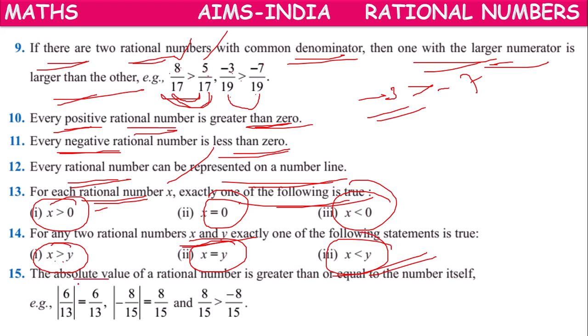So the absolute value of a rational number is always greater than or equal to itself, because the absolute value of a positive rational number equals positive, and of a negative rational number equals positive. So for a negative rational number, the modulus value is greater than the number itself. So absolute value is always greater than or equal to the number itself.